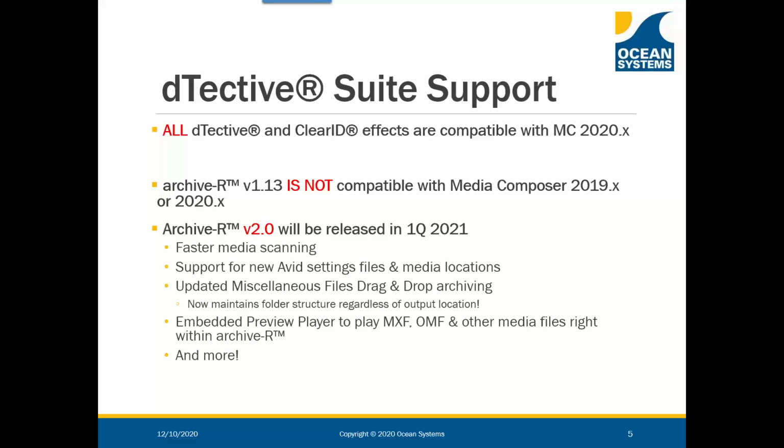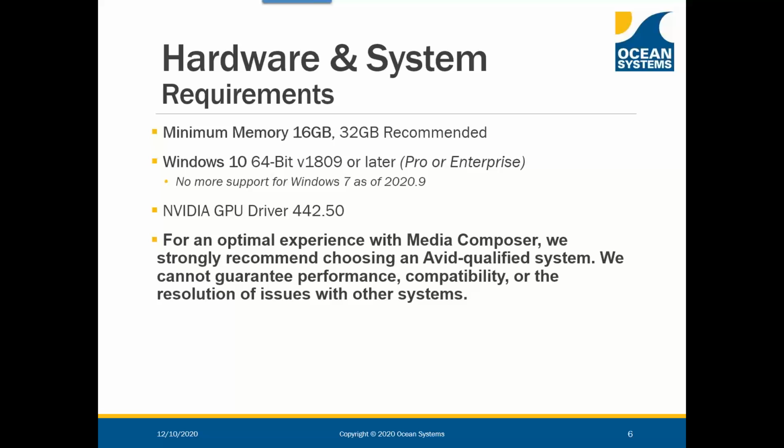Another neat feature that we're excited to include in Archiver, and some more. So stay tuned for that. Archiver 2.0 will be released in the first quarter of 2021. But again, all other dTective effects and filters work perfectly inside 2019 and 2020. We've been using them for 18 months now in those platforms without issue.